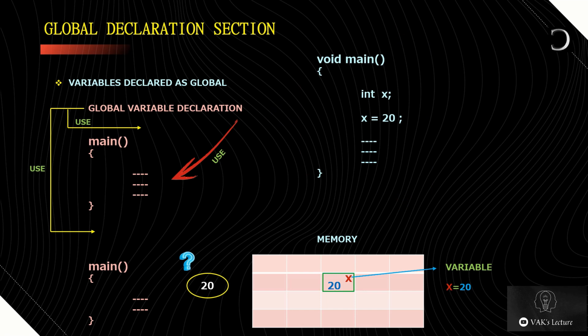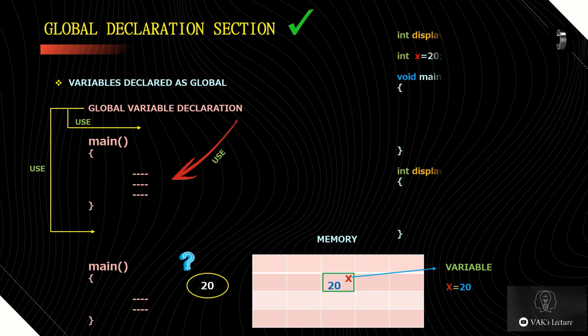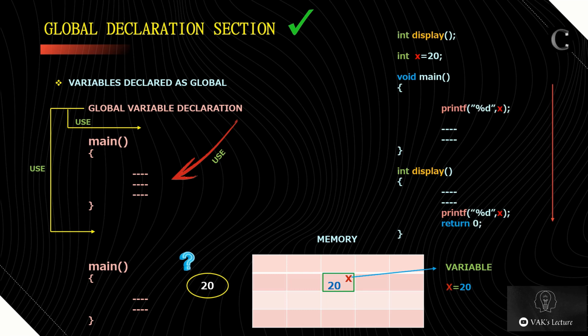If we want to use the variable outside of the main function, then we have to use the global declaration section. Generally, we write the code within the main function. This main function is called a predefined or built-in function. In any C program, the user can also write his own defined functions. Generally, the program execution starts from the main function only.